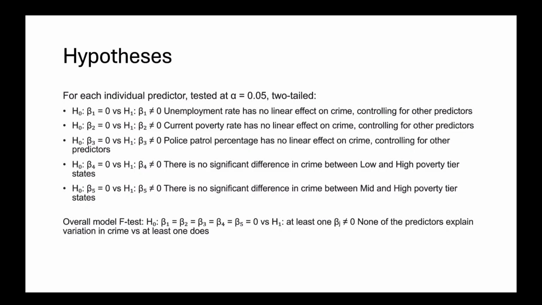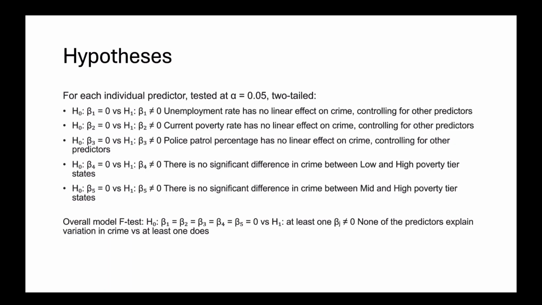Our null hypothesis for beta 4 is beta 4 equals 0, and there is no significant difference in crime between low and high poverty tier states, versus our alternative, where beta 4 does not equal 0 and there is a significant difference. Our null for beta 5 is beta 5 equals 0, and there is no significant difference in crime between mid and high poverty tier states, versus our alternative, where beta 5 does not equal 0 and there is a significant difference.